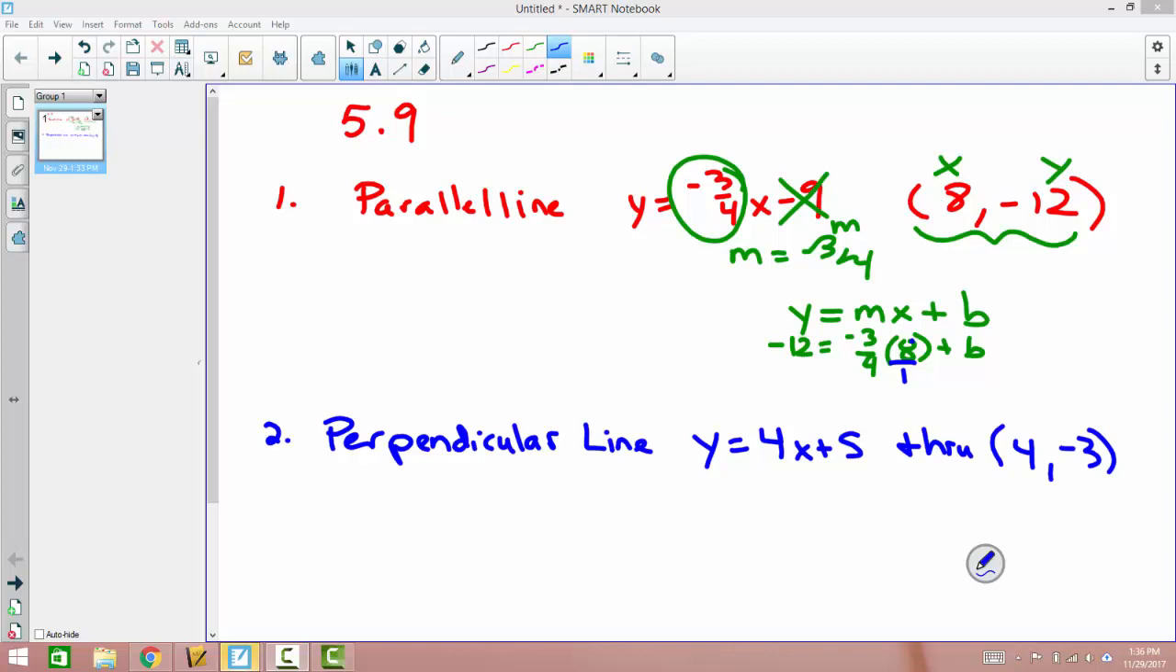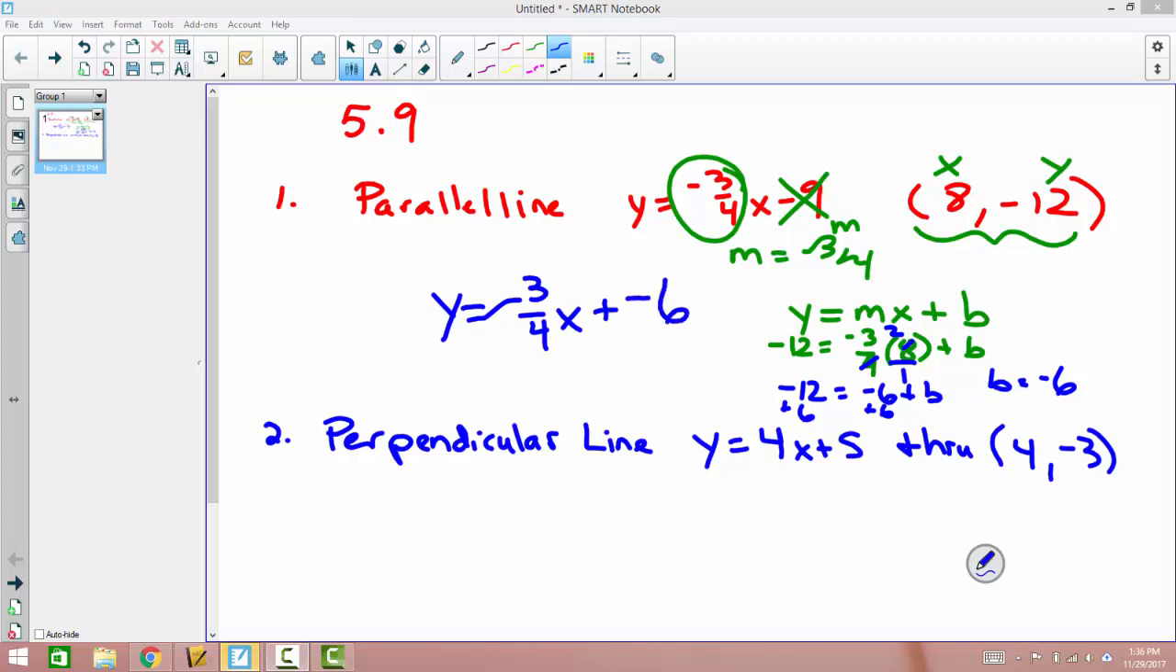Anything in the numerator can cancel with anything in the denominator. So we have negative 12 equals negative 6 plus b, and then you would add the 6. So b is negative 6. So your equation is the slope, which is negative 3/4 x plus negative 6. You could also put minus 6.